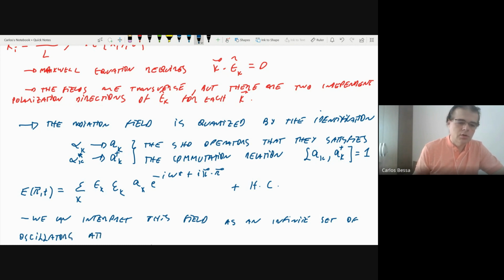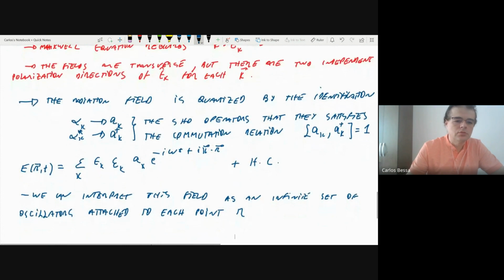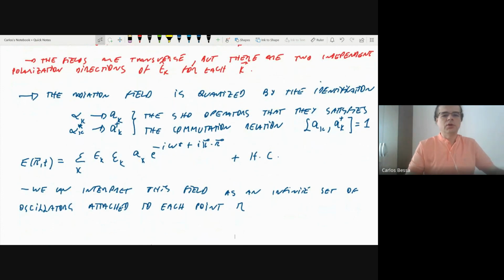Attached to each point in space, each point R. Okay, so this is how we in general model fields. Like the electric field, but we could use this for other types of fields, like scalar fields, and the magnetic field would be something similar.